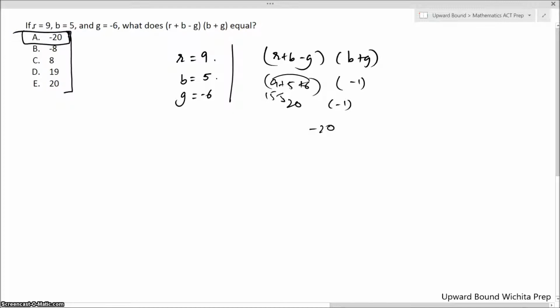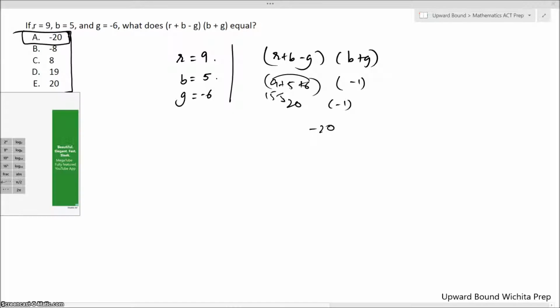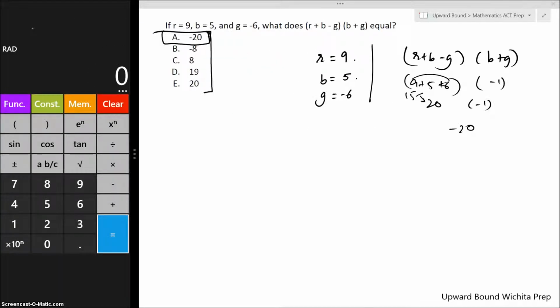Now let me show you how a problem like this will not take you significantly less time using a calculator. Alright, let's get started. You have 9 plus 5 minus of -6 is plus 6. That is equal to 20. You multiply that with open parentheses. What is B plus G? B is 5 plus a negative number, -6. Close that, and you have -20.